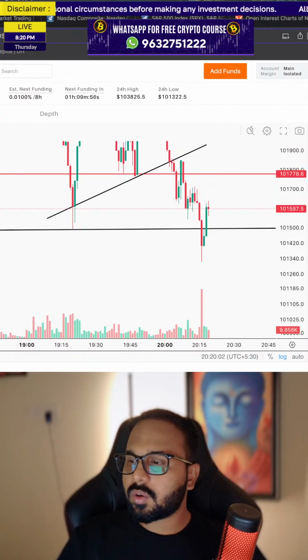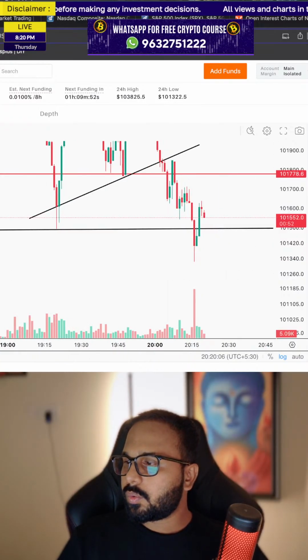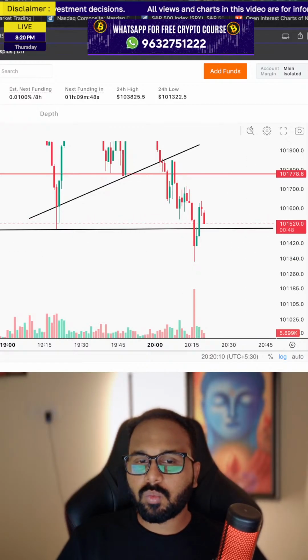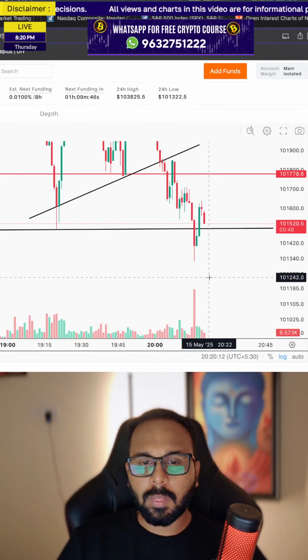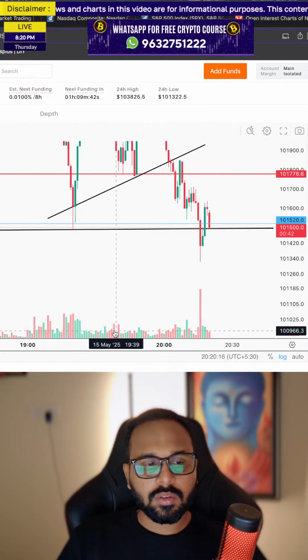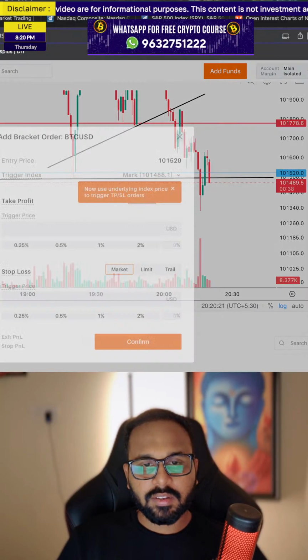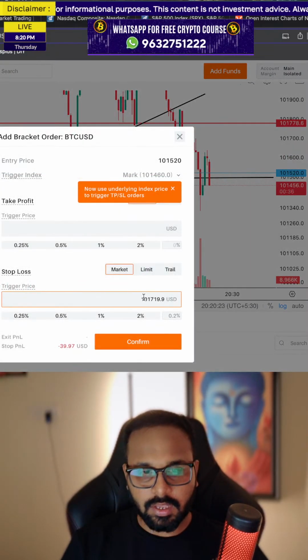Nasdaq is almost near the day's low support, so it has potential of making some more movement. So I'm going to place an order on the bearish side. I'm going to copy the stop loss. Quickly, we have to enter trades when opportunities are there.